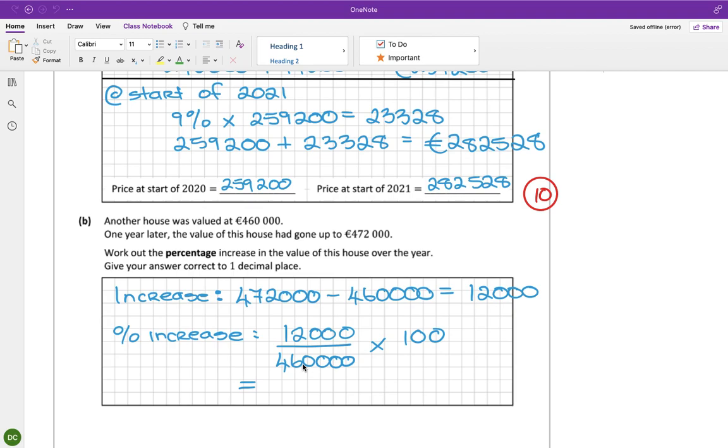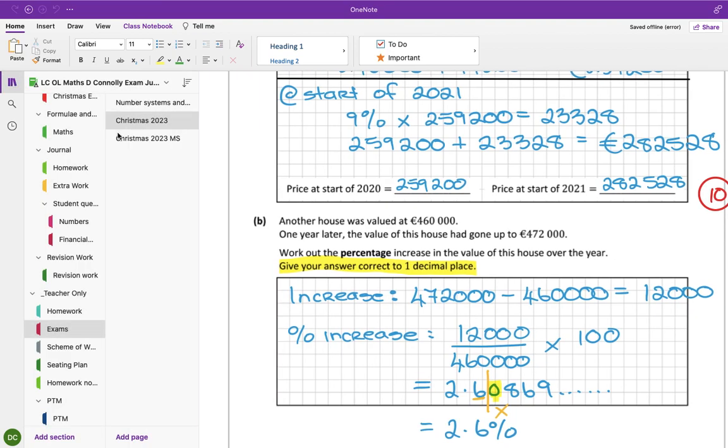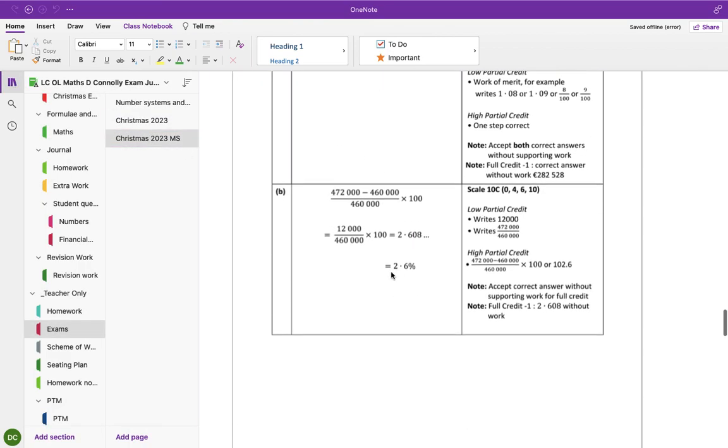So I'm getting 2.60869, and it keeps on going. This says give your answer correct to one decimal place. So we do 1 and stop. We look at the number after the stop. Is 0 going to be strong enough to push up the 6? It is not, so it's just going to be 2.6%. Marks for that one. So 2.6%, 10 marks.